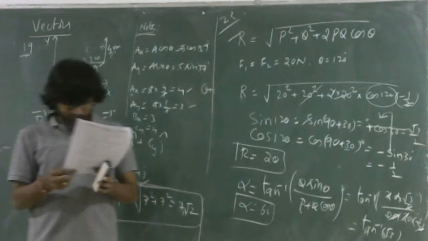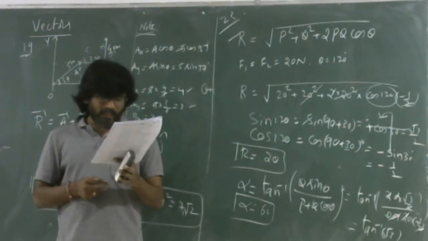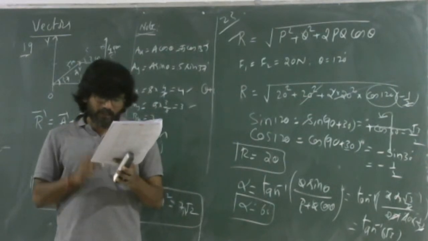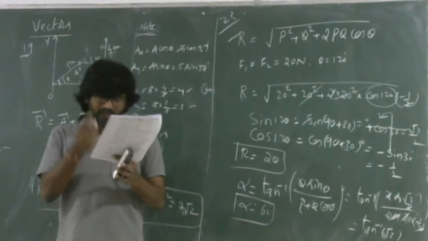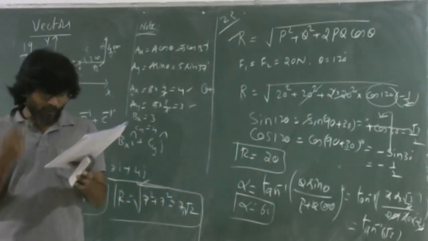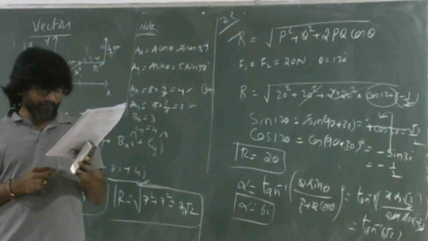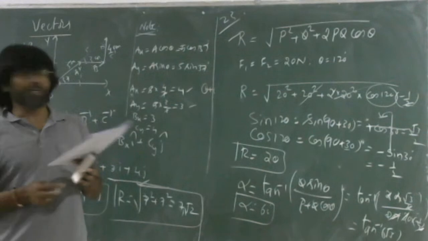Yeah. The question is, two forces P and Q act at an angle of 120 degrees with each other. If the resultant is at right angles to P and P is equal to 4 kg, then the value of Q is, right?